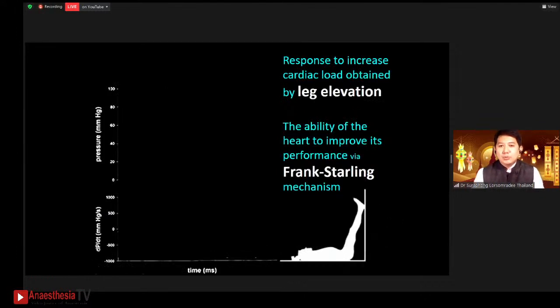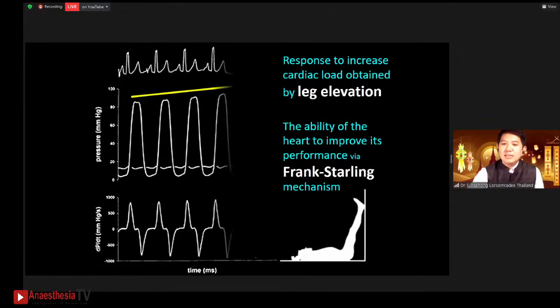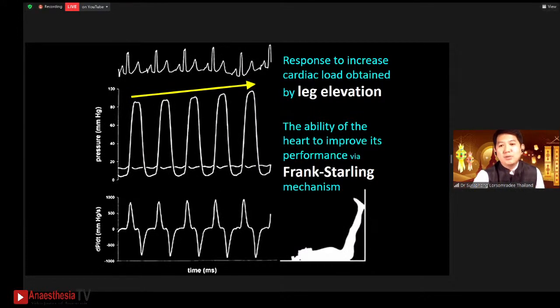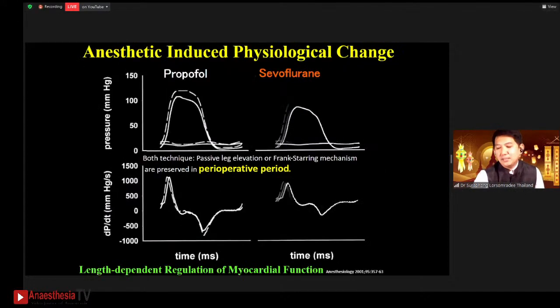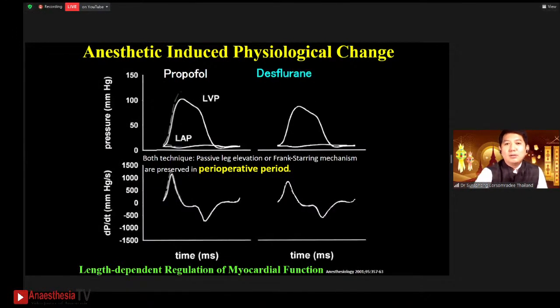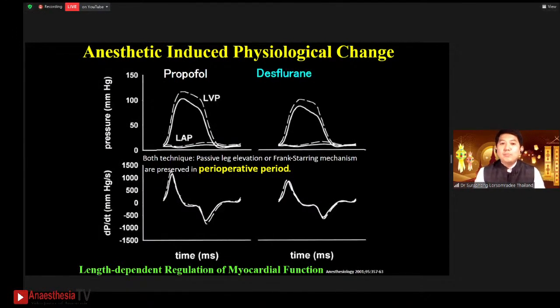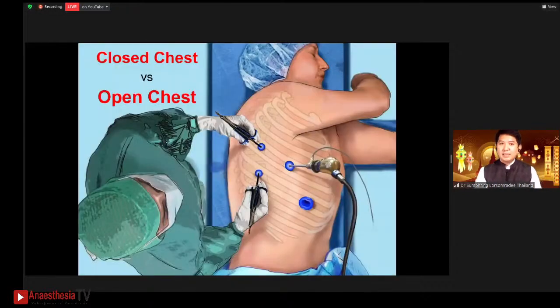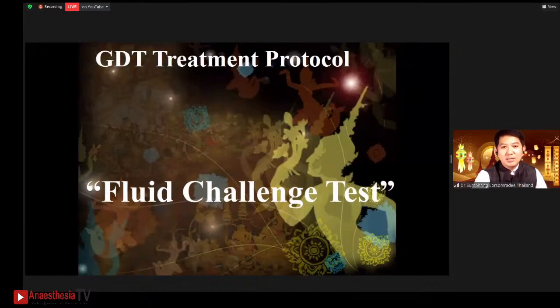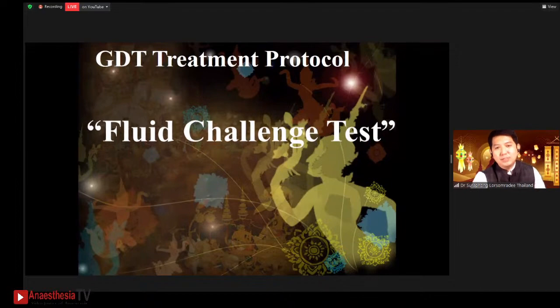But in case that we're not sure whether the data is reliable or not, we just do the leg elevation, because sometimes we don't have to give fluid and then get the diuretic after that. In case we use propofol or sevoflurane, no matter which we use, the Frank-Starling mechanism is still preserved during the perioperative period. And in case that we use closed chest or some open chest, and we're not sure that our variability, the PPV, SPV, is reliable or not, we just do the fluid challenge test.